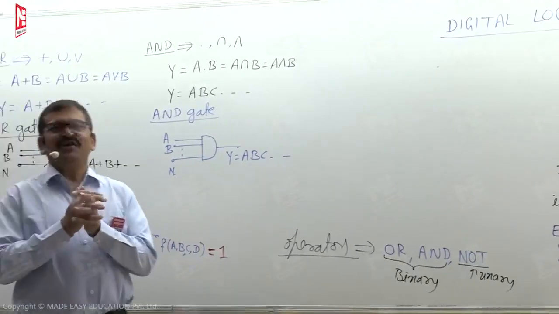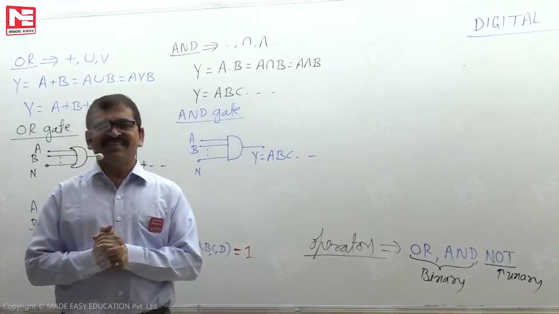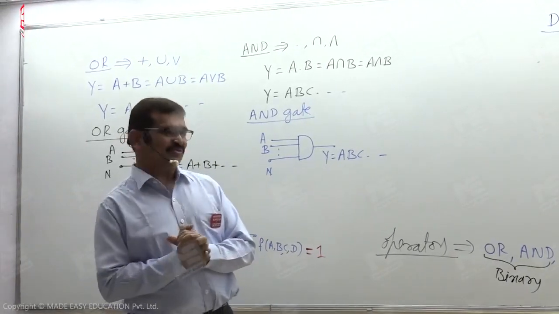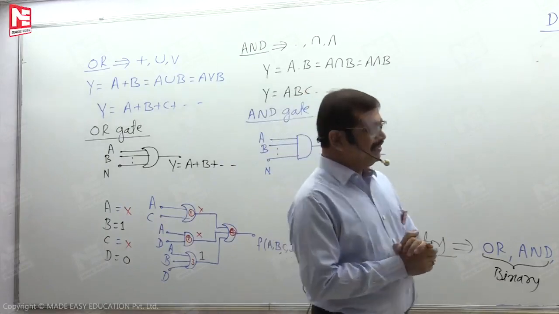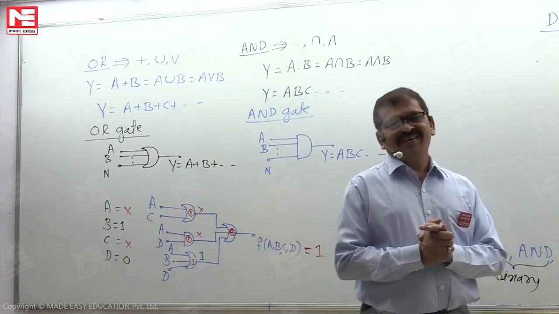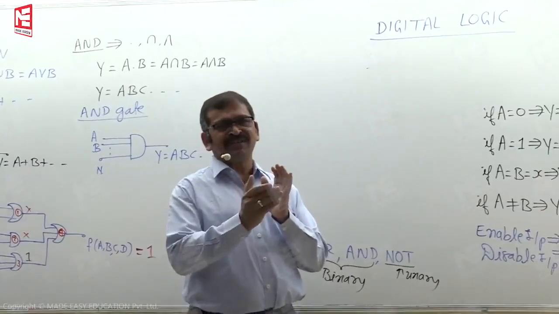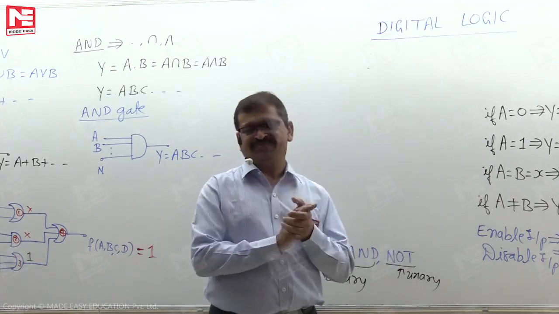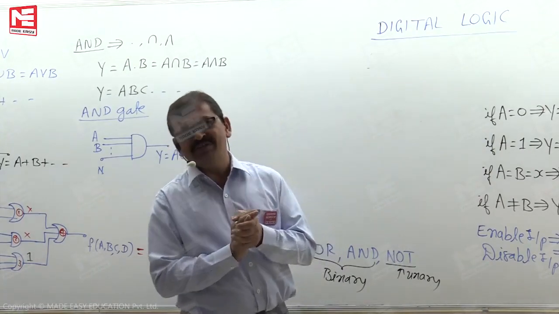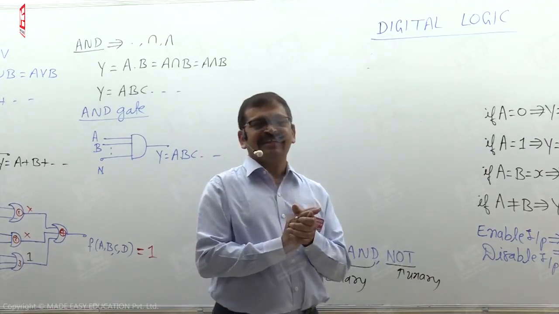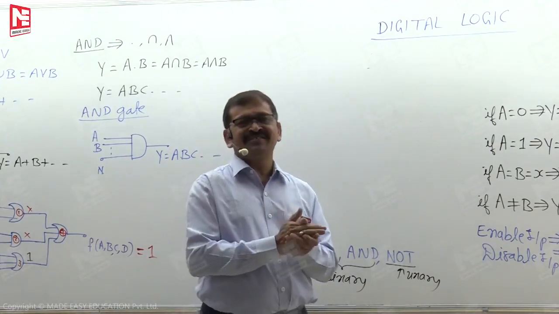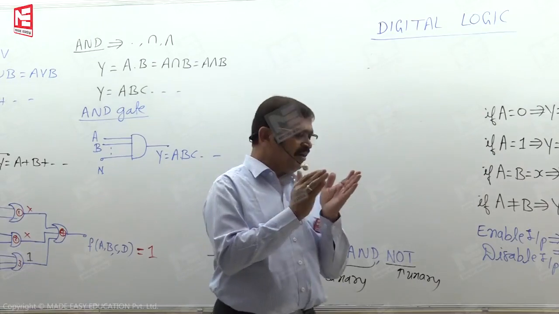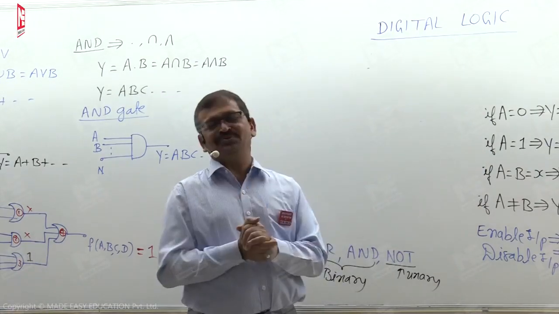If you look at the meaning of the enable or the disable input, the enable input will make the device active. The disable input will make the device inactive. The meaning of active is that the response of the circuit, the response of the device, depends upon the remaining inputs. The meaning of inactive is that the response of the device or the circuit does not depend upon the remaining inputs. So the enable input will make the device active.